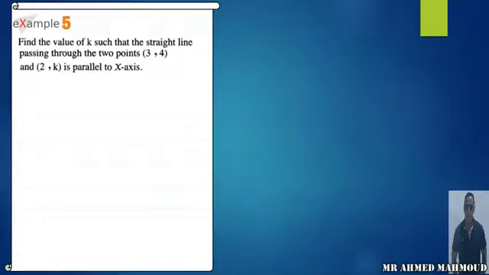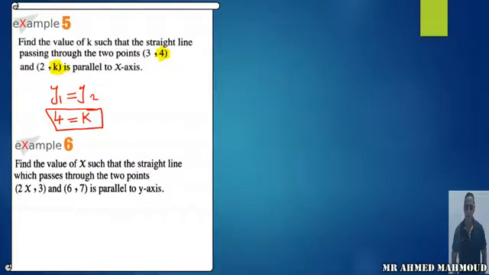The next example with us. Find the value of k such that the straight line passing through the 2 points (3, 4) and (2k, 4) is parallel to the x-axis. If the line is parallel to the x-axis, then we get that y1 equals y2. Then 2k equals 4, so k equals 2. This is the value of k.